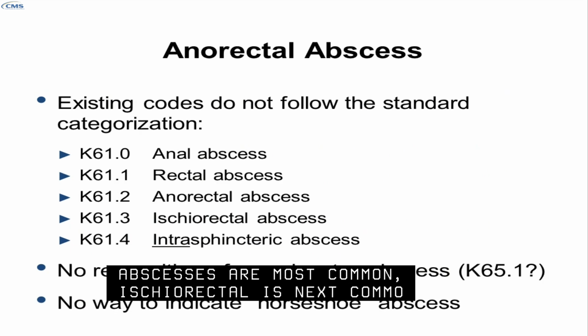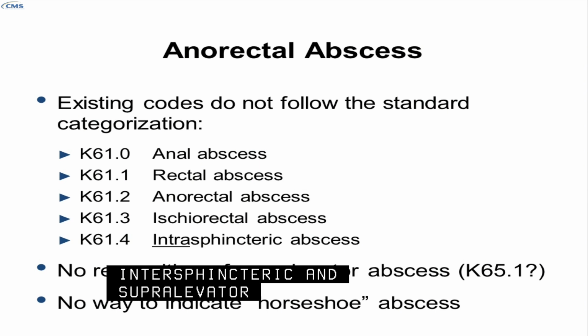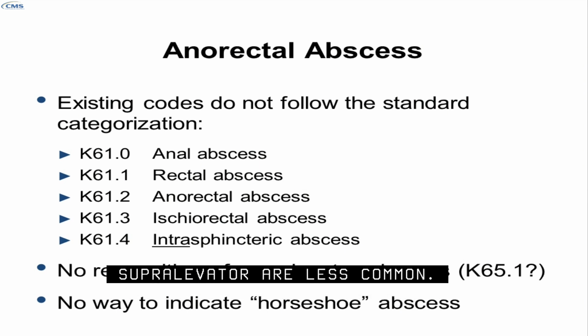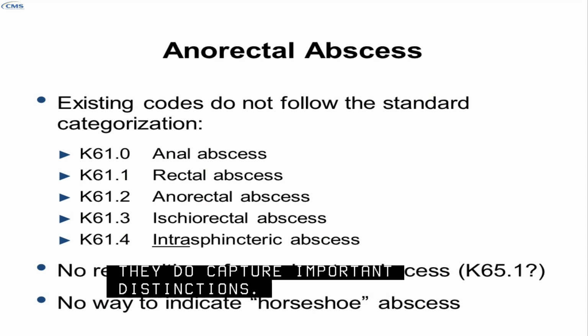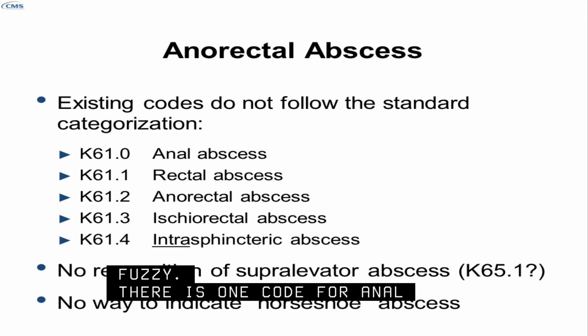The existing codes do not really allow for this standard categorization fully. However, they do capture some important distinctions. And the terminology is a little bit fuzzy, as you'll see. There's one code, K61.0, for anal abscess, which seems to fit pretty nicely with the perianal category that I mentioned.